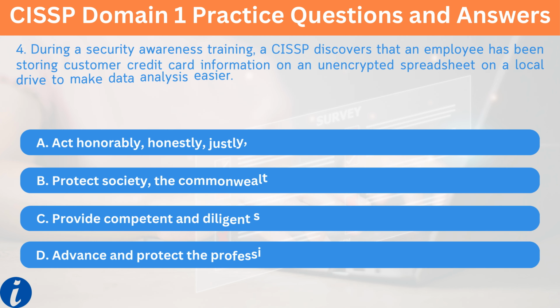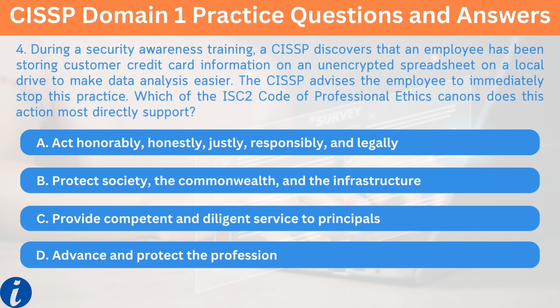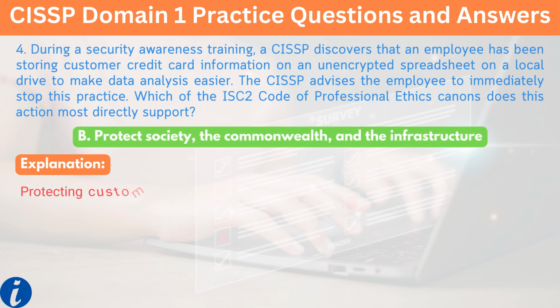4. During a security awareness training, a CISSP discovers that an employee has been storing customer credit card information on an unencrypted spreadsheet on a local drive to make data analysis easier. The CISSP advises the employee to immediately stop this practice. Which of the ISC2 Code of Professional Ethics canons does this action most directly support? A. Act honorably, honestly, justly, responsibly, and legally. B. Protect society, the Commonwealth, and the infrastructure. C. Provide competent and diligent service to principals. D. Advance and protect the profession. The correct answer is B.